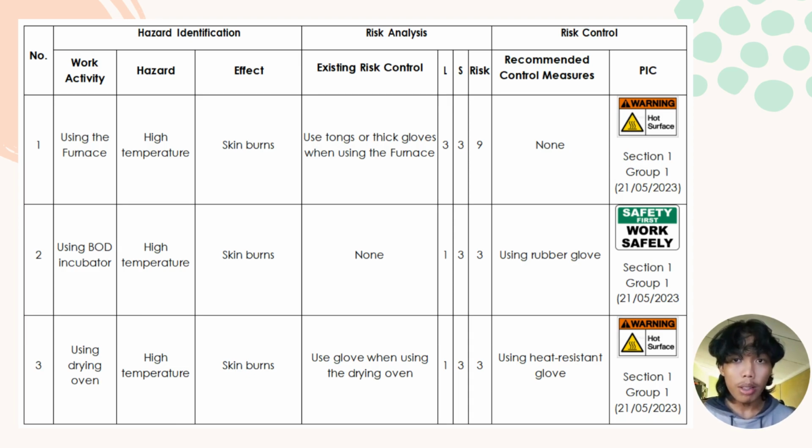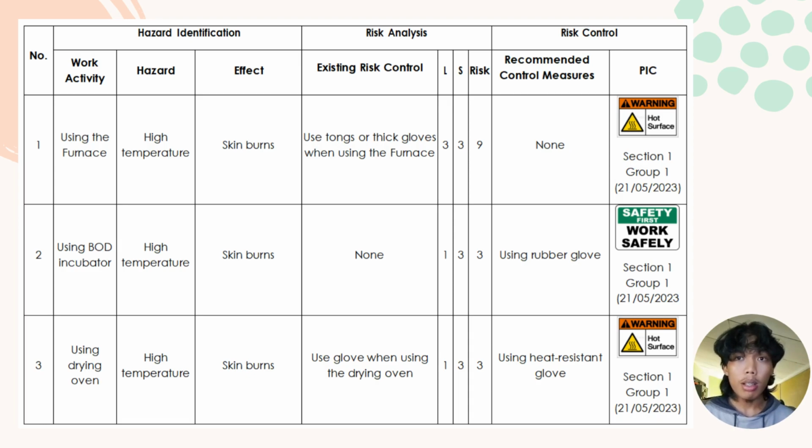2, using the BOD incubator. So the hazard is high temperature, and the effect to our body is skin burns. For existing risk control, there is nothing. And for risk assessment, likelihood L is 1, severity is 3, and risk is 3. Recommended control measures, using rubber gloves to protect skin from burns.